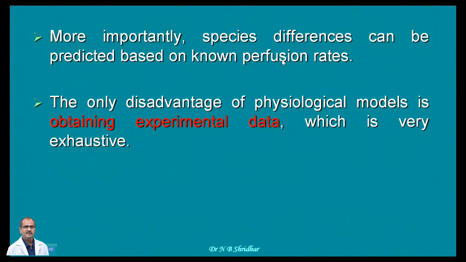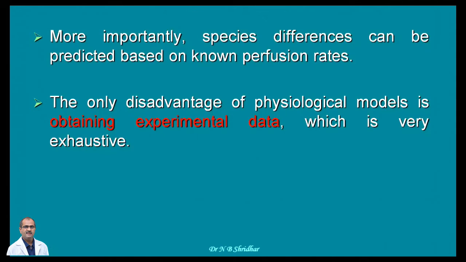So more importantly, species difference can be predicted based on known perfusion rates. Especially this is very important in case of veterinary practice, because each animal is different from the others because physiological alterations are there in many varieties of animals. And the only disadvantage of the physiological model is obtaining experimental data, which is very exhaustive.